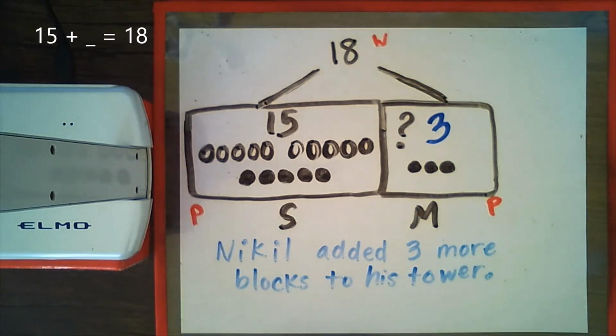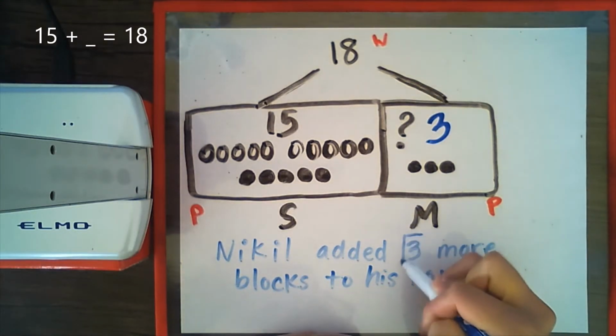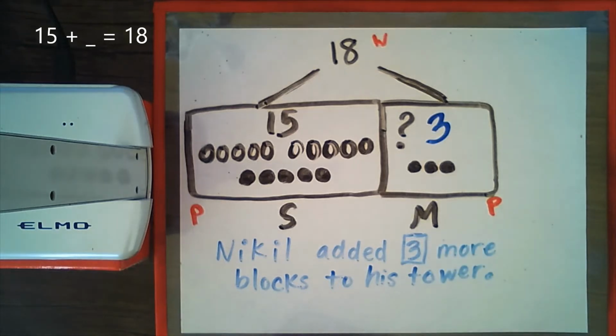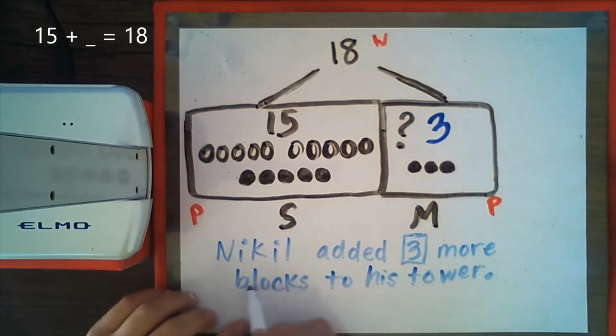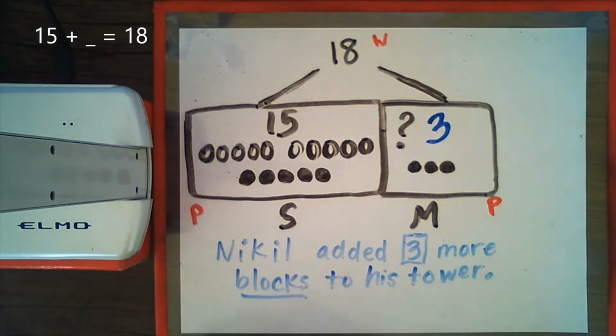And my friends, so 3 is our solution. We're going to box in 3 because 3 is our solution. And then blocks is our unit because it's the thing or the item that we were counting. Great job, my friends. So that is the first part of our teacher model.